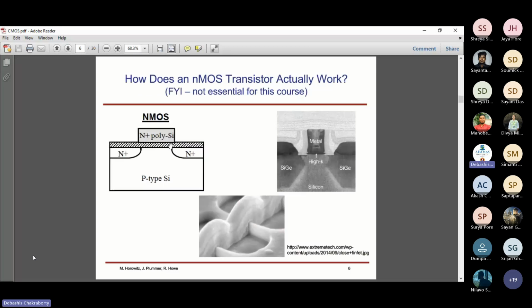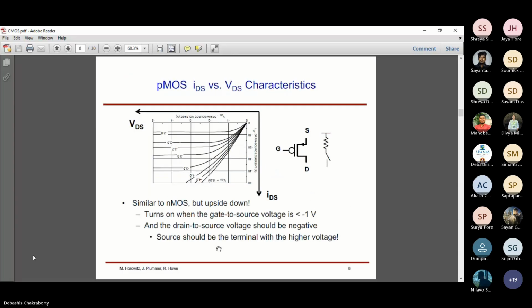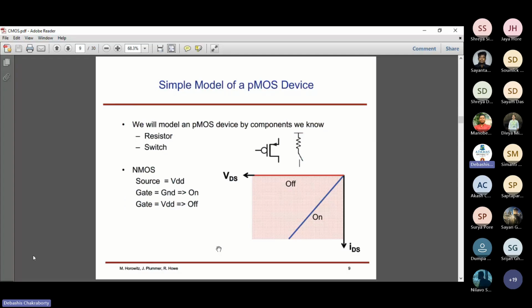Fine. So this is the physics part of that. It's not needed, you can skip this. Okay, now we are directly coming to the PMOS. Note down slide number 9. Quickly draw this symbol. Draw this particular symbol, that is the symbol for PMOS, and then write the description for this.